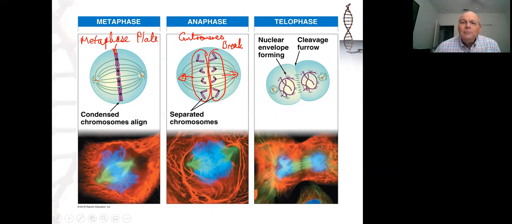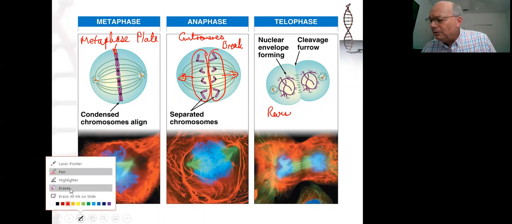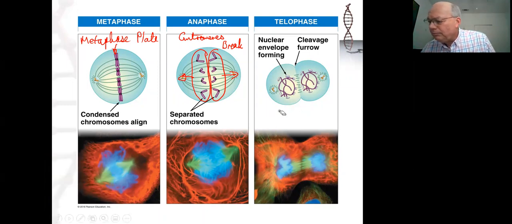So here you can see the nucleus starting to form up again. The chromosomes have already started to decondense. The nuclear envelope is starting to reform. The spindle is breaking down. Basically, this is reversing everything that we saw going on in prophase. Oops. Helps if I spell this correctly. So it reverses prophase.